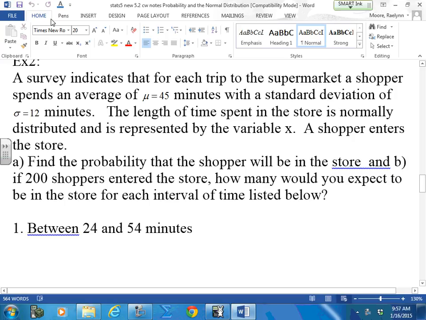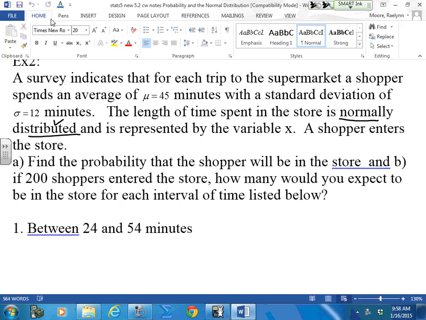A survey indicates that for each trip to the supermarket, a shopper spends an average of 45 minutes in the supermarket with a standard deviation of 12 minutes. The length of time in the store is normally distributed. They have to tell us that because we have to know that it follows your normal curve. And x is represented by the variable x. That's what's changing, the amount of time in here.